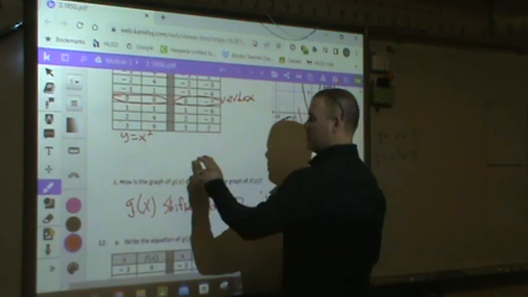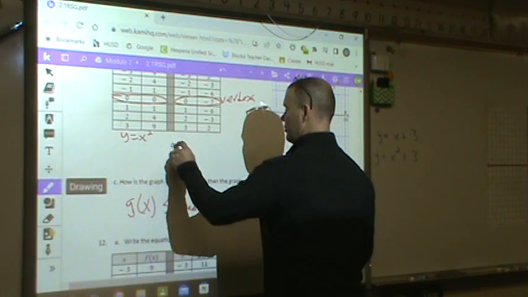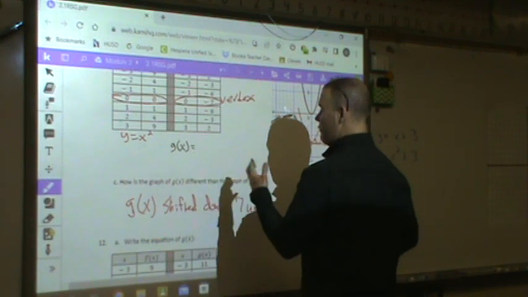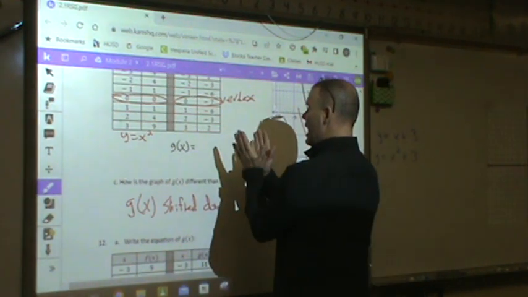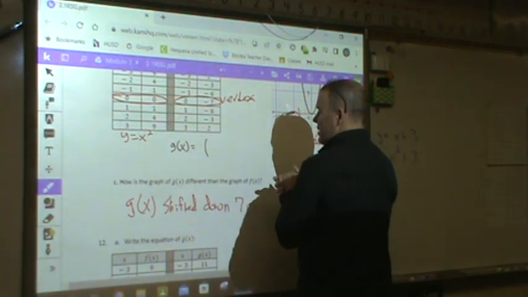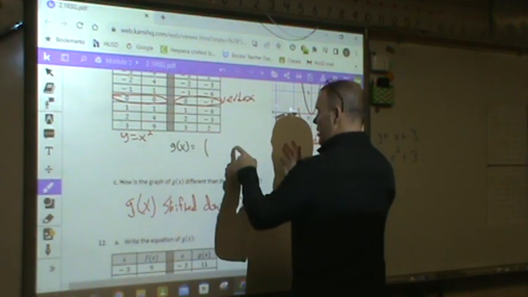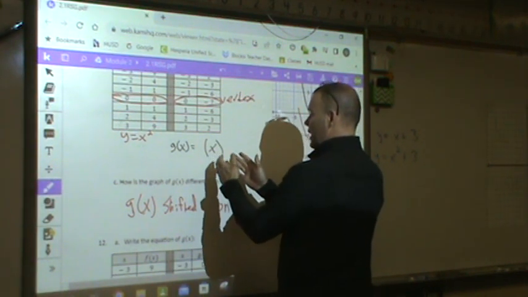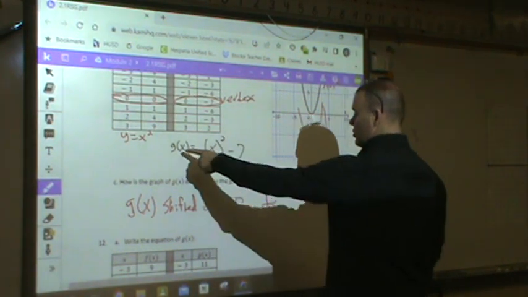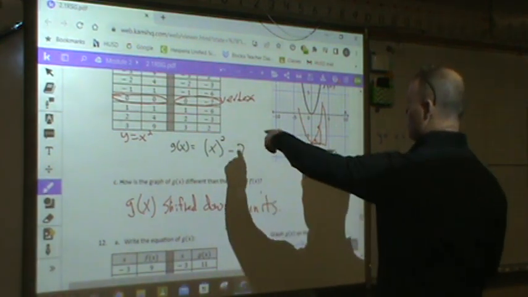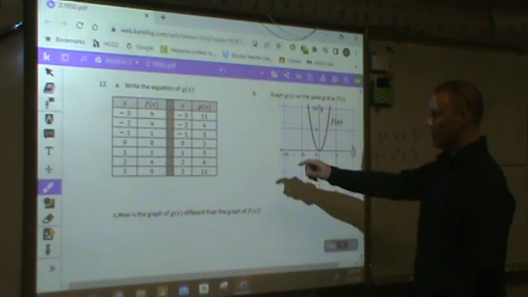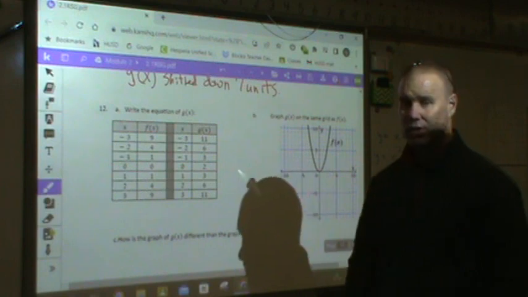How do I create the equation of g of x? That's pretty simple. G of x is going to be equal to what happened to it. It shifted down 7 units. If all it did was shift down 7 units, a didn't change, so a is still 1, and I don't put a 1 in front of anything. It didn't shift right or left, so that's just x. There's no shifting, so I probably wouldn't even write the parentheses. So there's x squared, and it shifted down 7 units. So g of x is equal to x squared minus 7. There is your equation for that particular set of data. It's that simple. Try and write your equations for your other 4 as well. All right, so that's it in a nutshell.